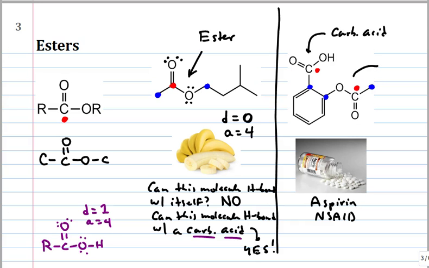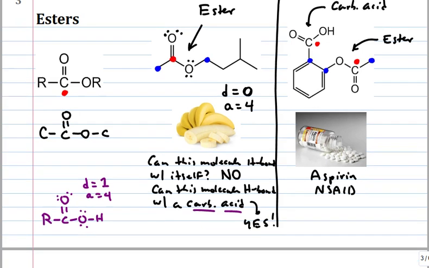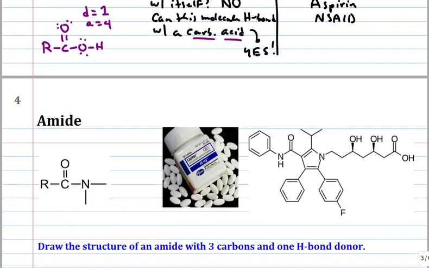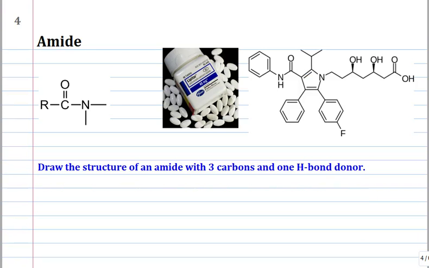This right here makes aspirin an ester, not an ether. Okay. R, C double bond O, OR. That's an ester. All right. You just got to practice this classification. There's practice on Canvas of recognizing these molecules.